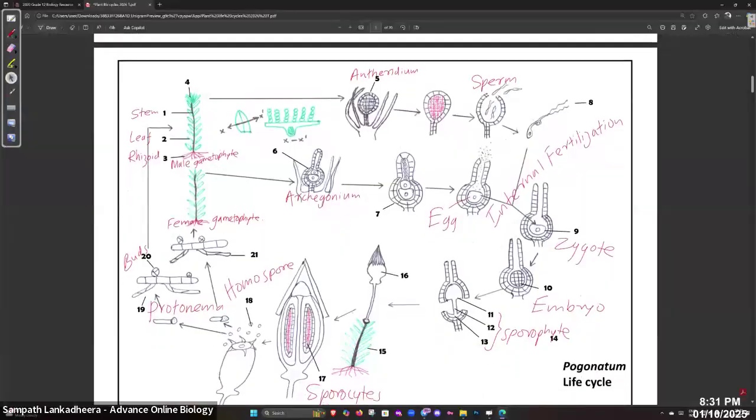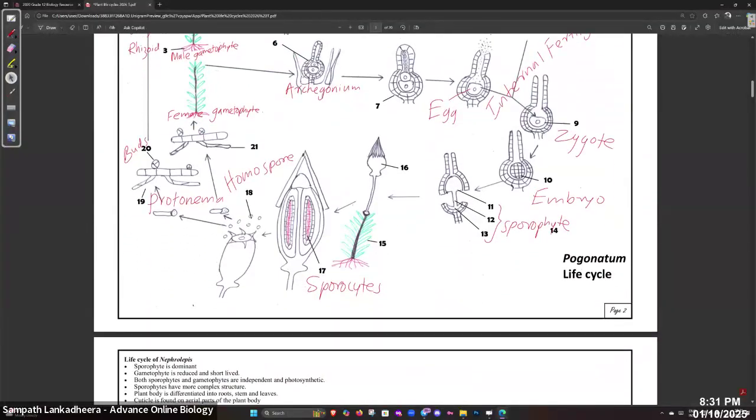So look at this. How do you label number 11? Foot, number 13, foot, seta, capsule. So we'll label it properly then, people. How do you label it? This is foot. This is seta. And number 11 is capsule. All right. So the parts.